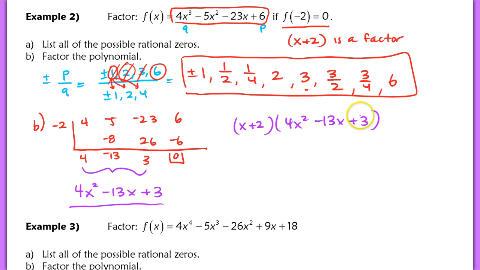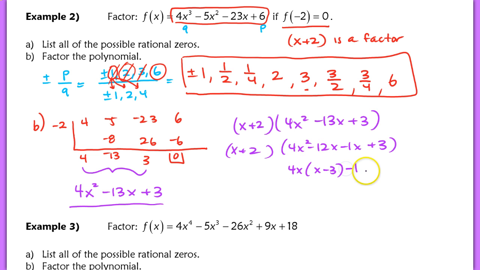So I need two numbers that multiply to 12 and add up to negative 13. Those two numbers would be negative 12 and negative 1. So I split that up into negative 12x and negative 1x. And then I factor by grouping. So I'm splitting the middle term here, factor by grouping. So I have 4x as my GCF. I'm left with x minus 3. Pull out a negative 1 here, and I'm left with x minus 3.